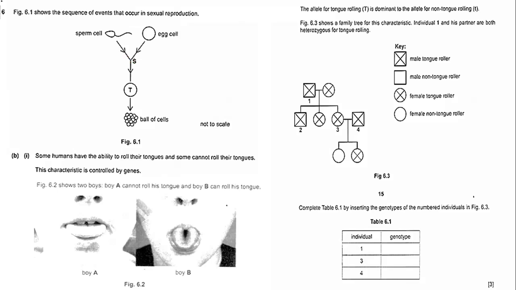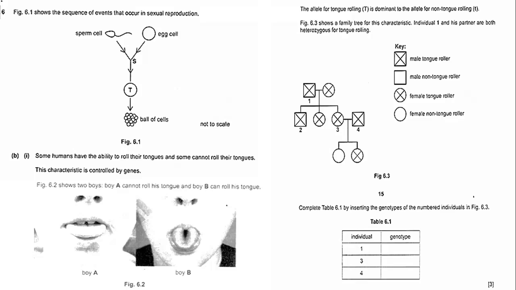Now, 6.2 shows the sequence that occurred during sexual reproduction. So sperm, egg. So again, this is a question that's collecting many topics together. Sexual reproduction with inheritance. Please make sure that you know how to connect the topics together. This is a very important assessment objective, as we discussed in the beginning of the year.